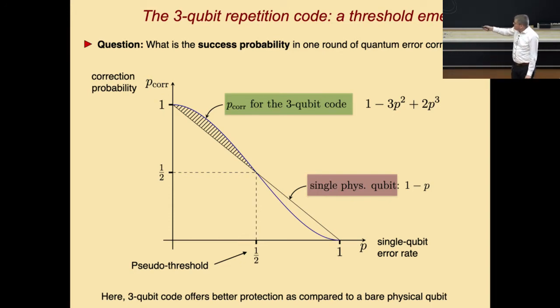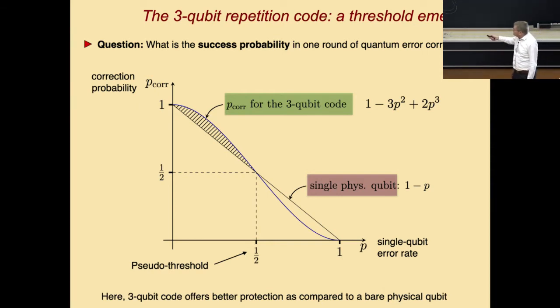So what I've shown here is the straight line, that's 1 minus p for the physical qubit. Here we have indicated the single qubit error rate at which bit flips occur on all of our qubits. And now you see that we have this quadratic behavior of the correction probability. For not too large error probabilities of the physical qubits, the probability that we can correct using the 3-qubit code is larger than if we store the information in a single physical qubit. So that's the advantage regime, if you like, where it's actually better to use the 3-qubit code as compared to the physical qubit.